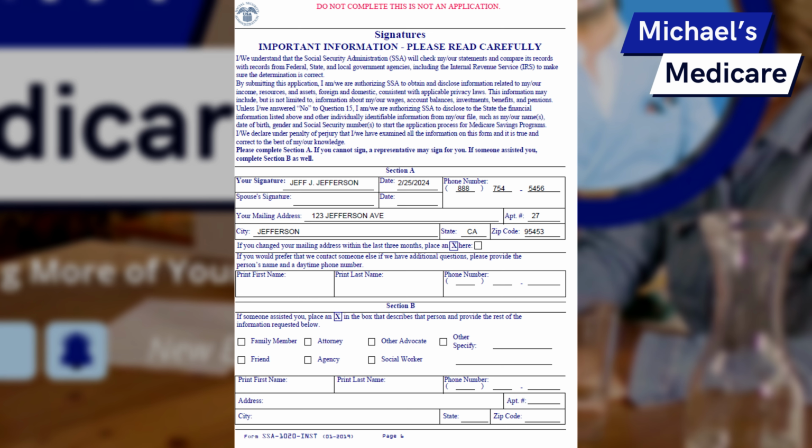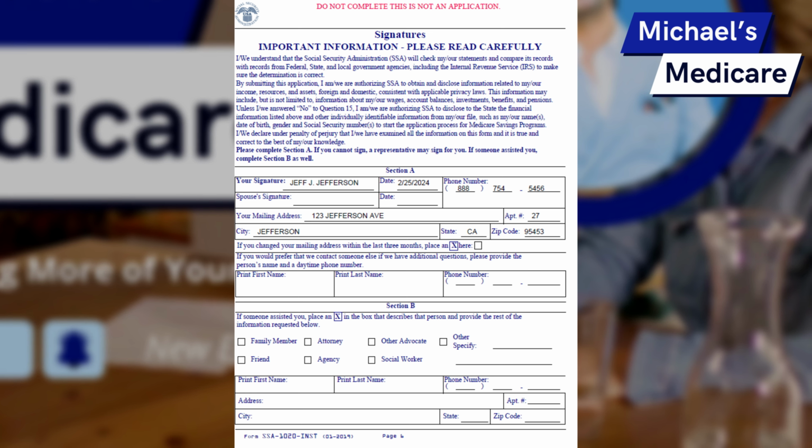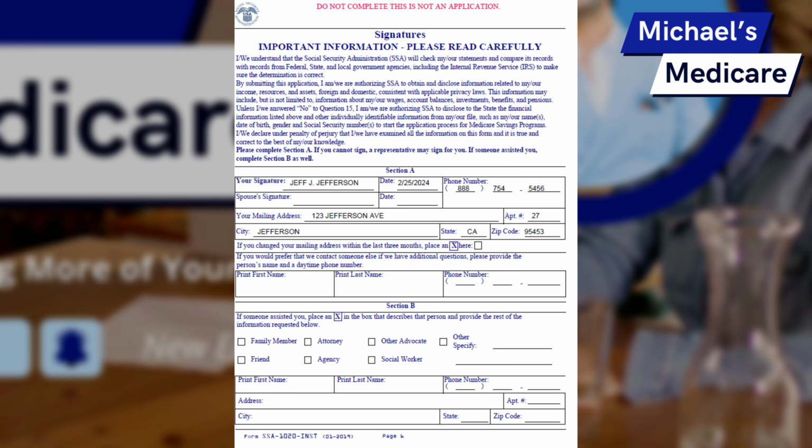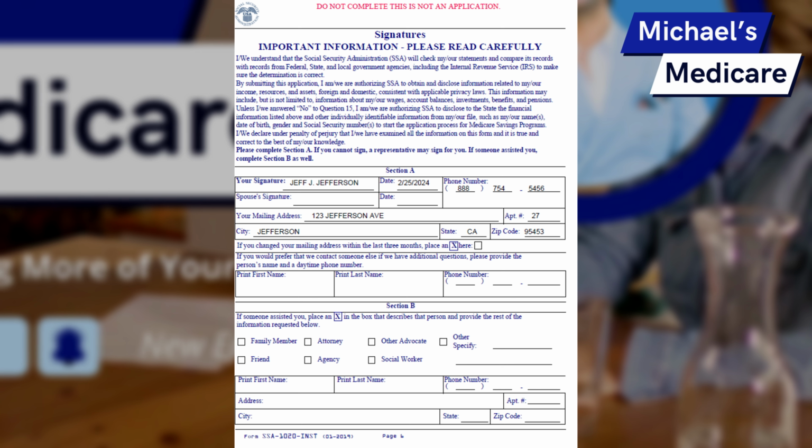Family members. Notice it does not mention person from the internet. Don't put me down there. But if you do have someone who's actually helping you, a social worker, an attorney, an agent, a family member, a friend, you can put their information in there and they can be a part of that process as well.